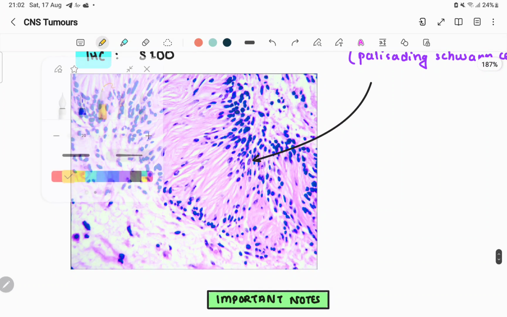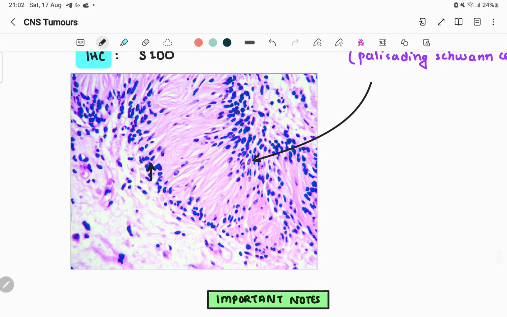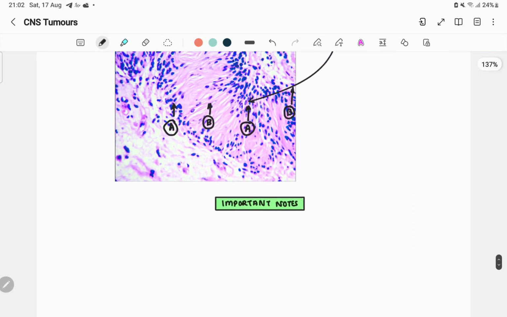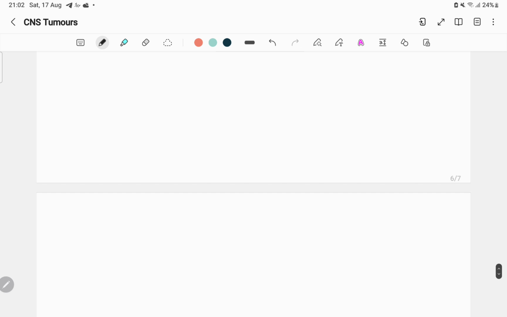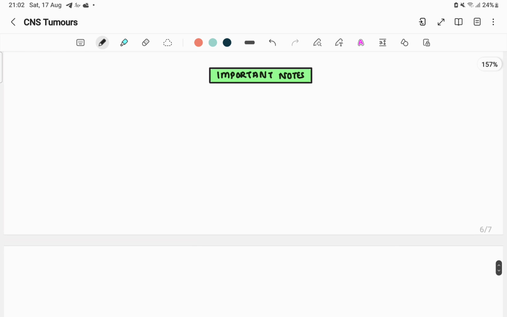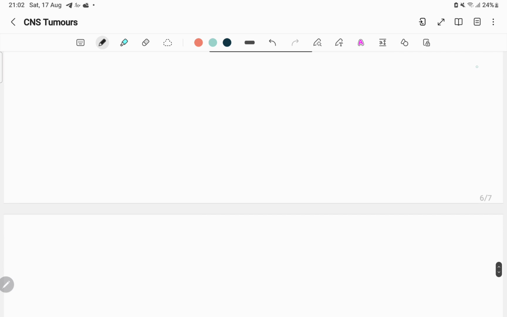Look at these areas. This area is an Antoni A area, and this area is an Antoni B area. This again is an Antoni A area, and this again is an Antoni B area. Okay. So that was about our CNS tumors. We completed the CNS tumors in 12 minutes, and let's move now to the other chapter, right?